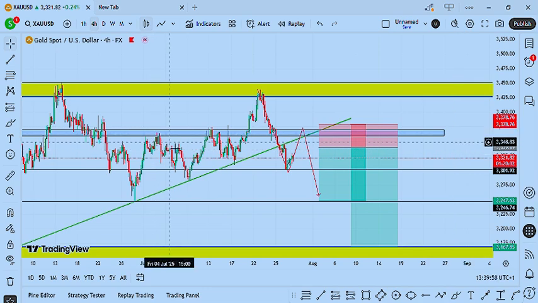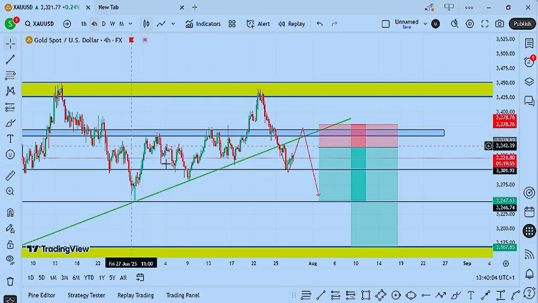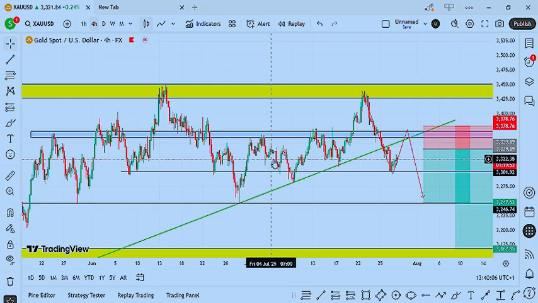So I'm looking at gold, I'm looking at euro, British pounds, or AUD. These are the currency pairs on my watch list that I'm really looking at to trade.